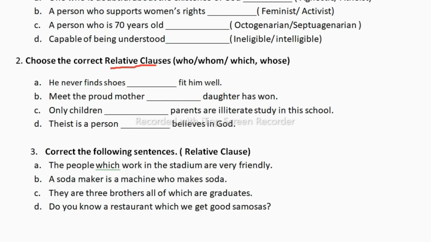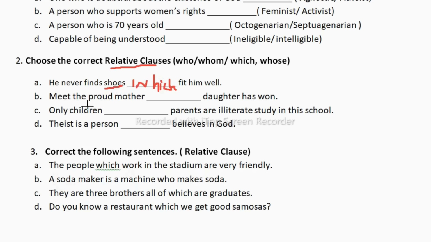Now let's try to do this. He never finds shoes dash fit him well. Now students, see, shoes is called the antecedent. The relative clause should be as close as possible to the antecedent, then only it will give meaning. Shoes is a thing. So what should we use here? We cannot use who, whom, and also not whose. So the correct answer will be which. We have to use which here. So you should see the noun, and based on this noun, you should choose the relative word.